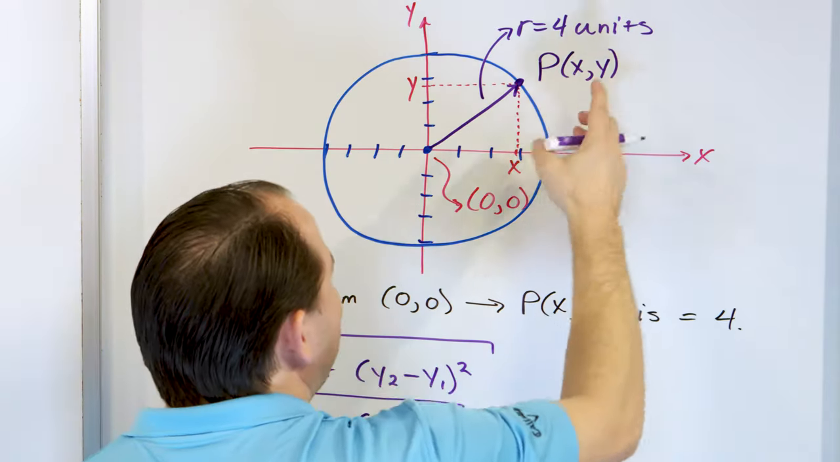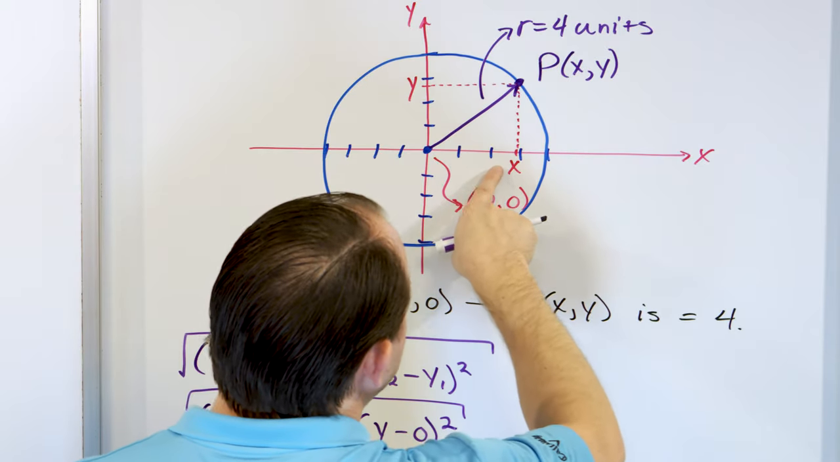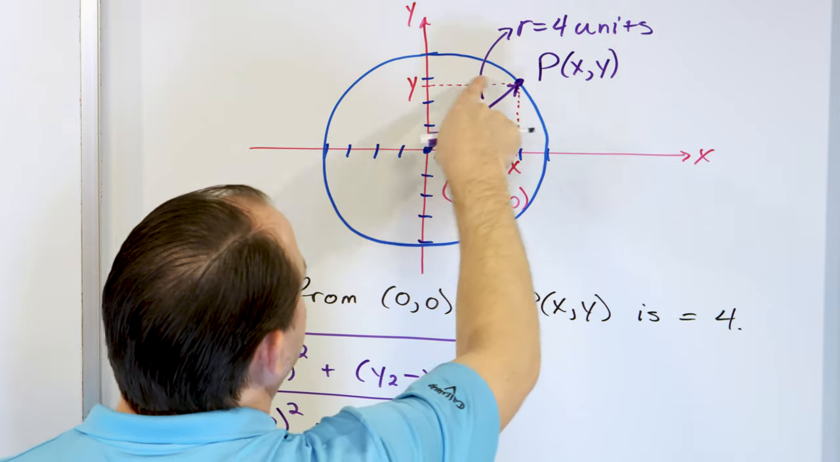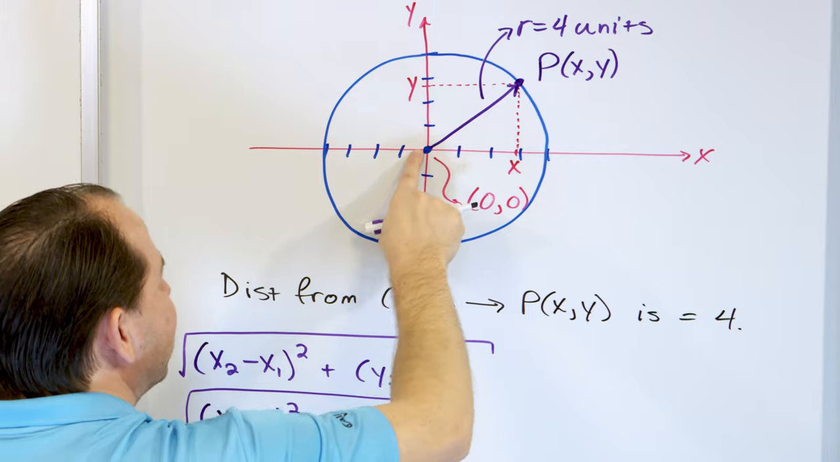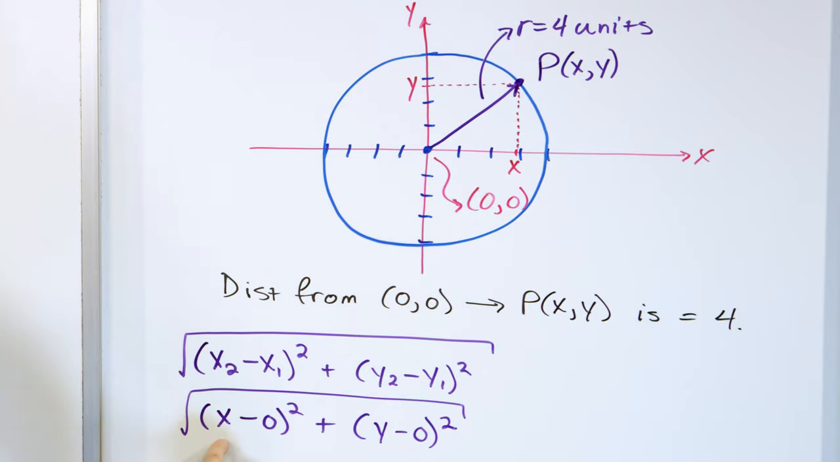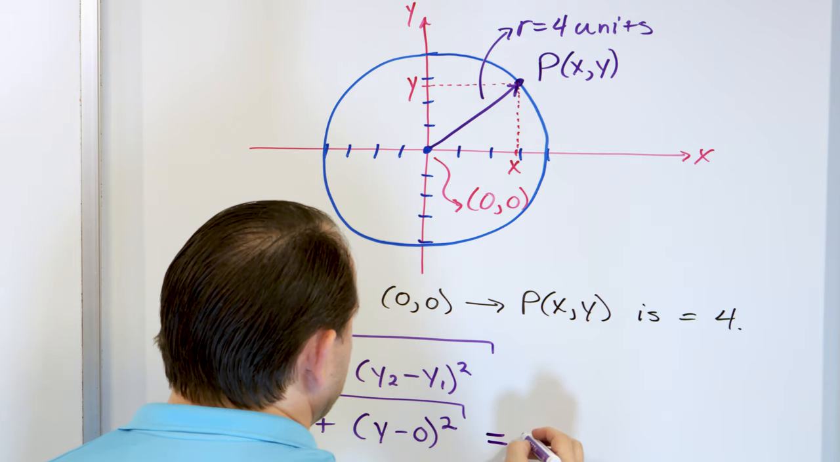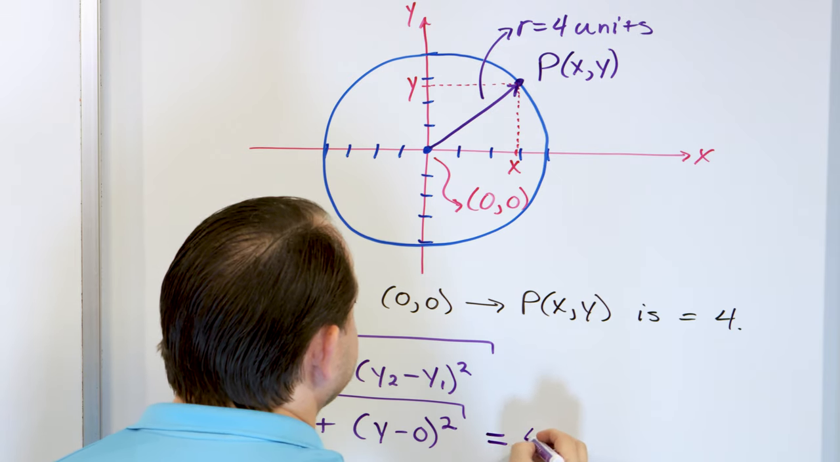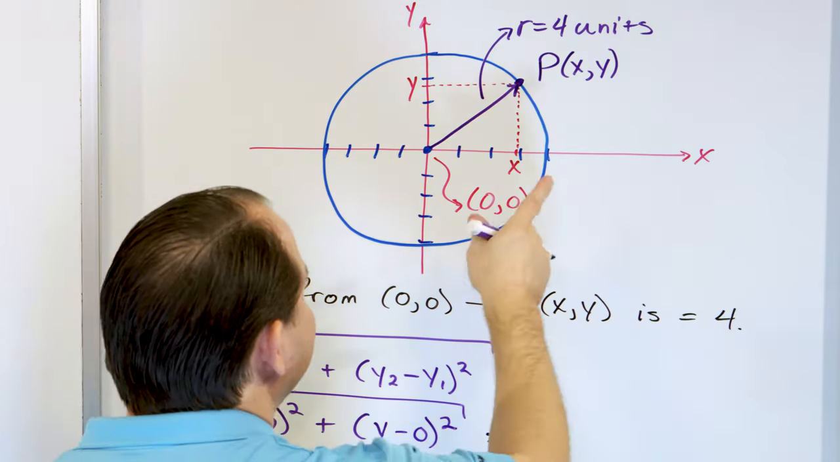Yes, I don't know what x and y are. Of course, I don't know what they are. It could be, you know, 1, 2, this would be 2 point something, whatever. Of course, I don't know what it is, but I know it's x, y. So I take x minus the x value, y minus the y value. I stick it into the distance formula. And I know that this must be equal to a distance of 4 units. Why? Because the radius of the circle is 4 units.